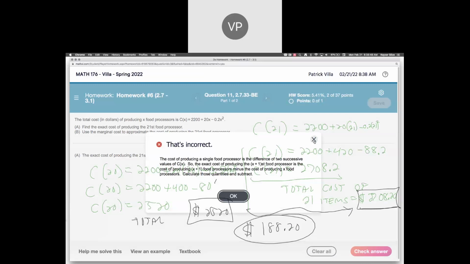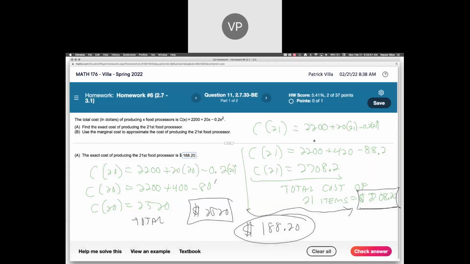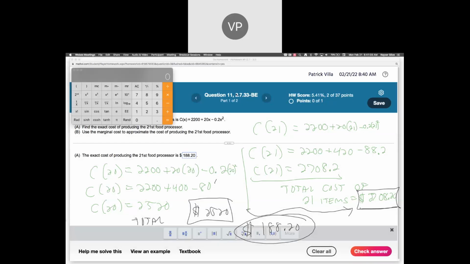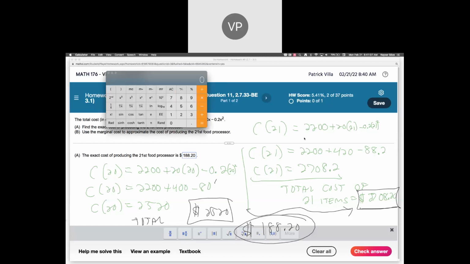Oops, did I get it wrong here? What did I miss? I've got to check my work now. It should have been the exact cost of producing the 21st food processor. Let me just check the work here real quick. See if you can tell what I'm doing wrong as I check this. Okay, I see my mistake now. Go back over here on the 21. 2200 plus 420 minus 88.20.